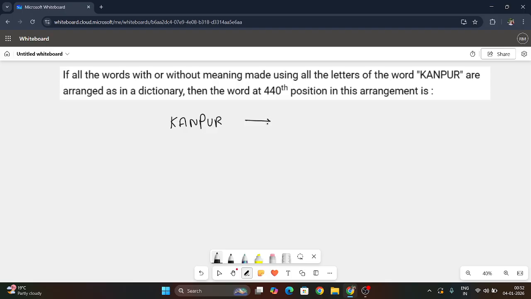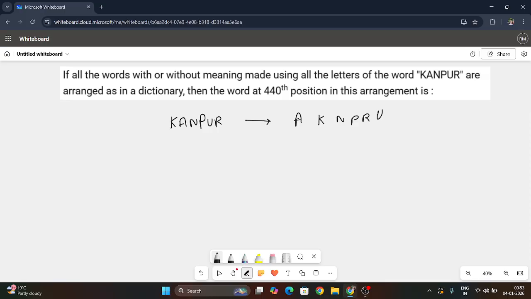So first A will come, after A, K will come, and then N, R, P, and last is going to be U. Okay, so A, K, N, P, R, U. I think this is the right order. Okay, so this is the right order.